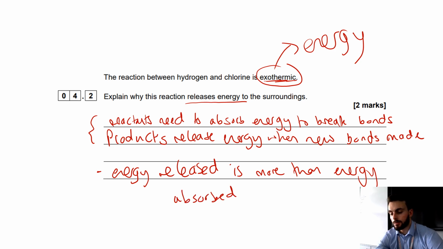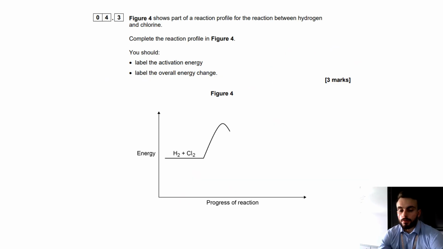And that's it. So you just got reactants absorbing energy, products releasing energy, but the products are releasing more energy than the reactants are absorbing to make those new bonds. So this one shows part of a reaction profile. So this is your energy profile diagram between the reaction that's been talked about before. You should label, so complete the reaction profile diagram, and you should do these things. Same as before when we were talking about the graph.